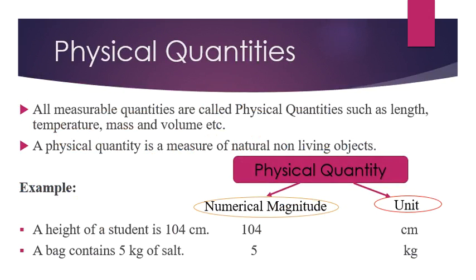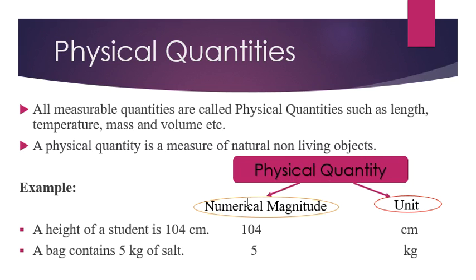So, what is a physical quantity? All the measurable quantities which we can measure are known as physical quantities, such as length, temperature, mass and volume. There are several quantities which we can measure and calculate. A physical quantity is basically a measure of a natural non-living object. Any non-living object which you can calculate or measure is known as a physical quantity.